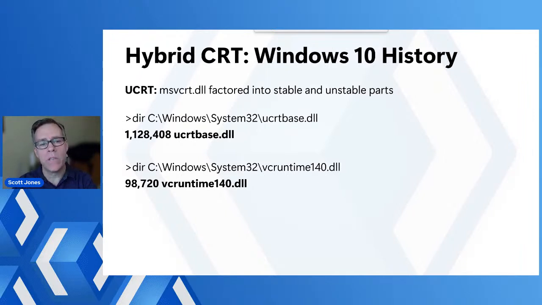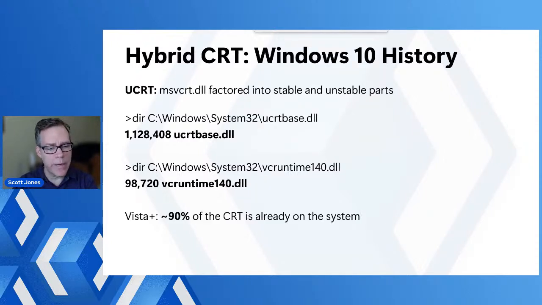Things that you need to have inlined in your binary that you don't want to hop over a DLL import boundary for. Those would end up in VC Runtime 140 if you dynamically linked. If you statically linked, those would end up in your image. So this was the split. And the result was that from Vista forward, 90% or so of the C runtime is already on the system, which opens up some opportunities for us.